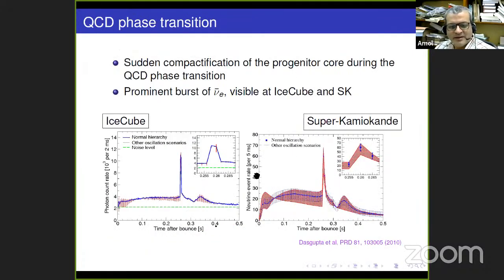There are certain exotic things that happen inside a star, and we really don't know whether they actually happen or not, but we can find out about them by looking at these neutrinos. One such scenario is what is called a QCD phase transition. What does this mean?